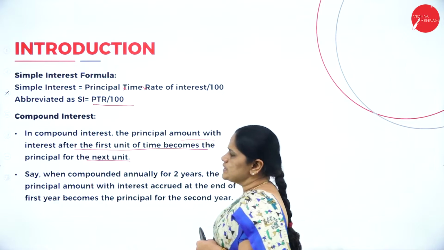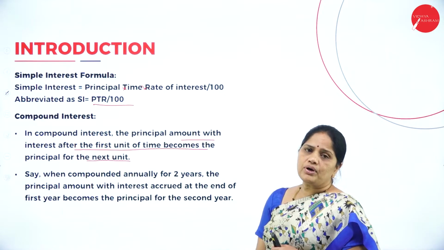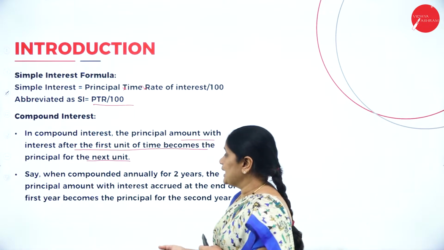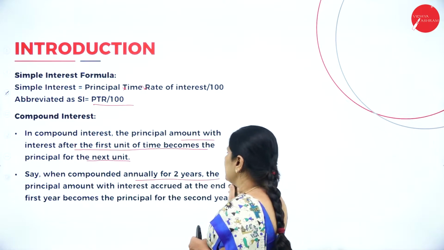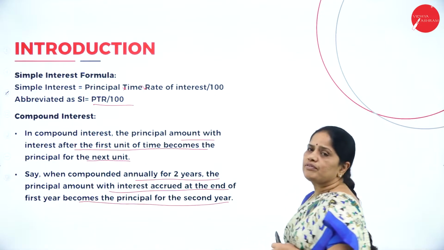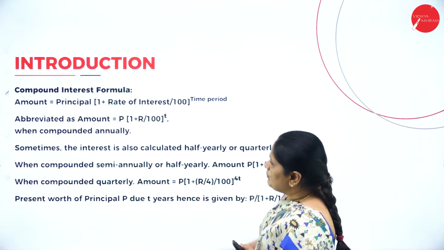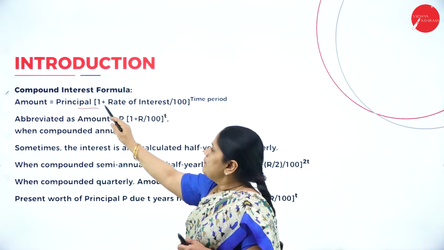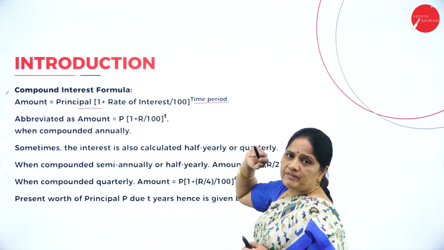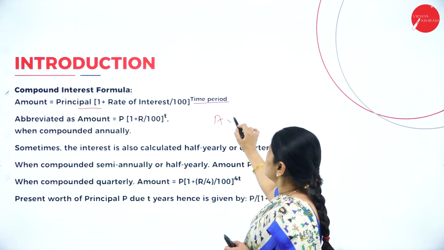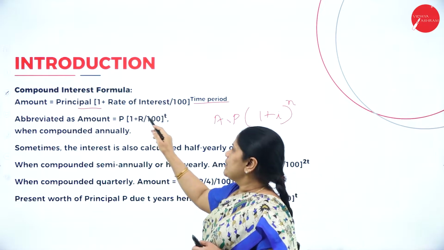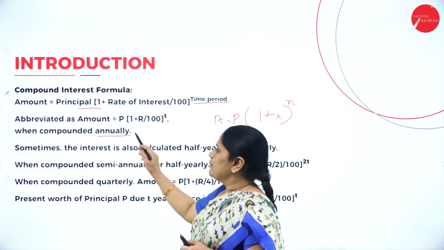The compound interest: in compound interest, the principal amount with the interest after the first unit of the time becomes the principal for the next unit. So, the amount along with the interest becomes compounded, and on that we calculate the interest. When compounded annually for 2 years, the principal amount with the interest accrued at the end of first year becomes the principal for the second year. Then, compound interest formula: amount equals P into 1 plus R by 100 to the power of time period, that is A equals P into 1 plus R by 100 to the power T when compounded annually.